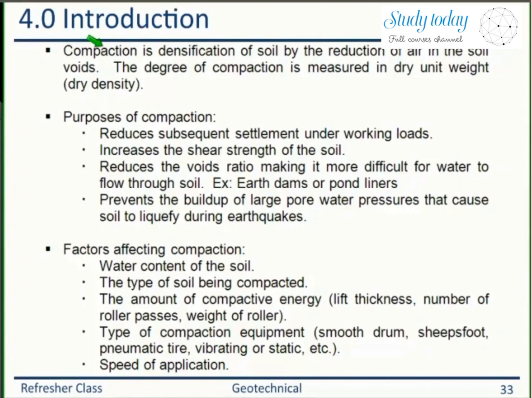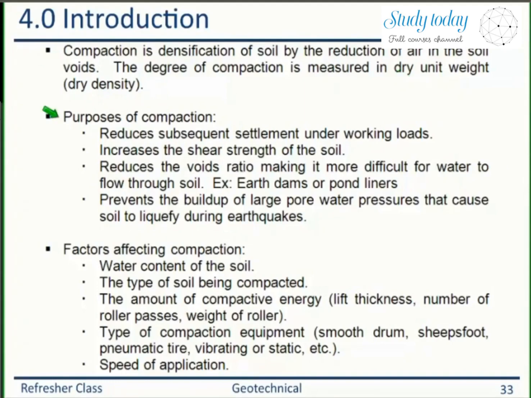And compaction is always compared in terms of dry unit weight or dry density, gamma D. As I told you yesterday, it's very important because you will look at the compaction level based upon gamma D. So this gamma D is our mirror. This is a mirror to look at what is the level of compaction. Okay. Again, you can read it here.